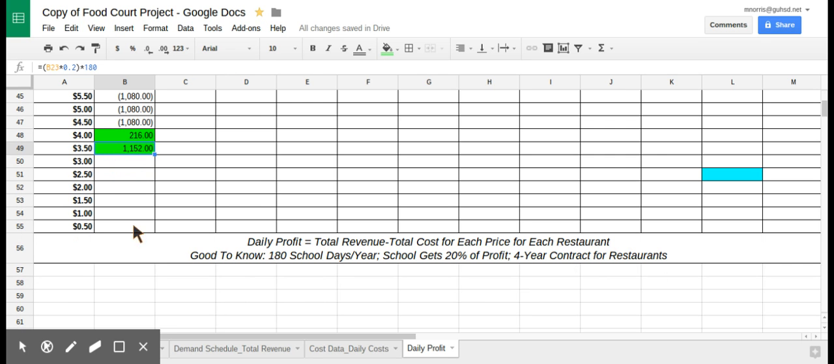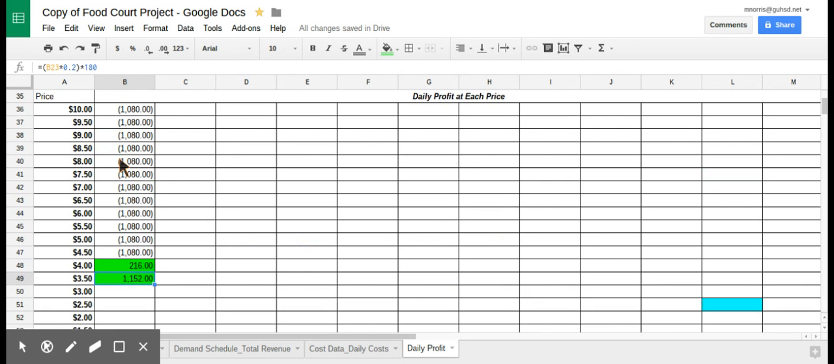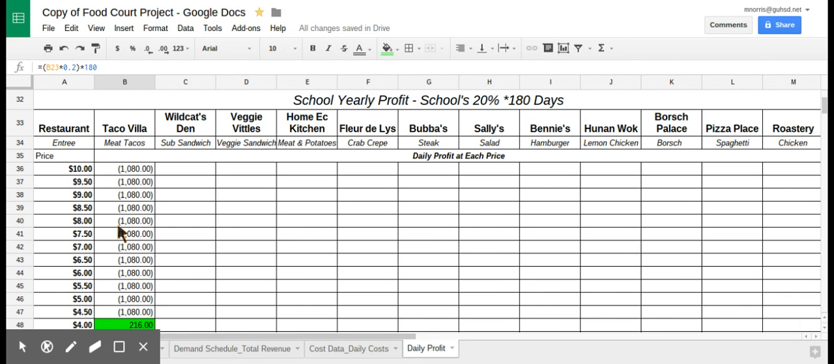Now, is there more profit to be had down below here? I don't know. You got to do the math. Once it's done, though, highlight the single biggest profit that you have. If there are negative numbers, which are in parentheses, do remember that the school is not going to take the loss. That's going to be the risk that the entrepreneurs have to take at the various food courts. So if there is a negative number, that's going to mean nothing for the school.